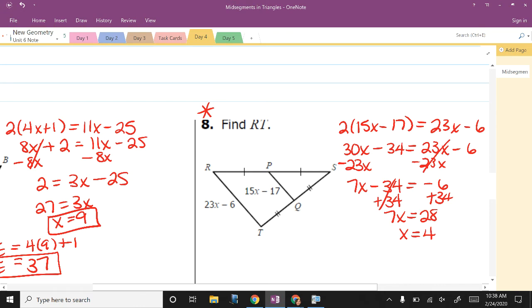All right, now we want to find the length of RT, which is right there. So RT is going to be 23 times 4 minus 6. What's 23 times 4? 92. 92 minus 6 is what?